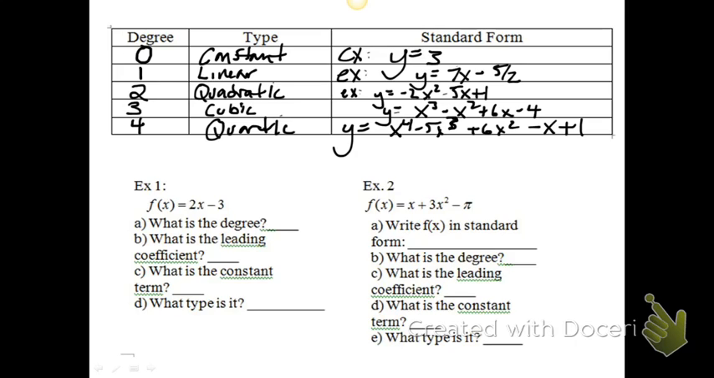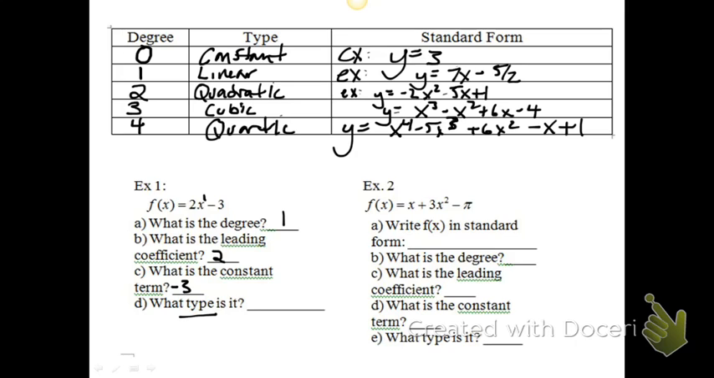What I'm going to ask you in homework and on a quiz or even a test would be some basic vocabulary. I'll give you a polynomial like in example 1, 2x minus 3, and you're going to have to identify some vocabulary for me. What is the degree? Well, the highest exponent you see isn't written there, but you should know that's x to the first. The leading coefficient is the number in front, that's 2. The constant term would be negative 3.